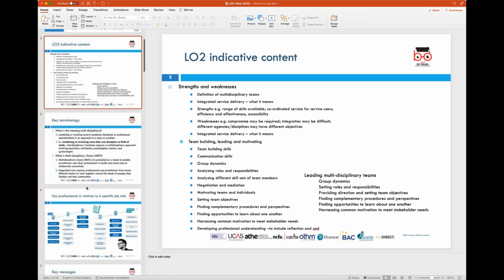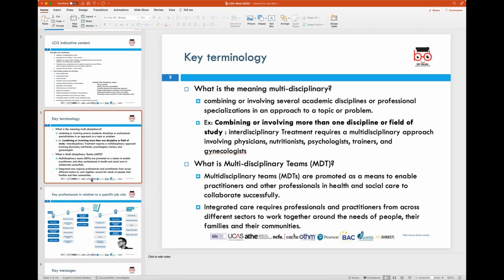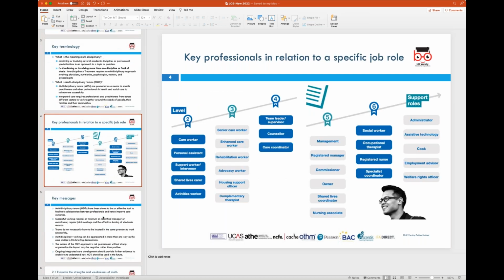Now, looking at the first learning outcome, we did discuss some key terms, which are going to be consistently discussed across this particular unit. This is basically looking at why we need multidisciplinary teams and what multidisciplinary teams are. We also looked at some of the key roles in the health and social care sector, and I used a picture graphic to describe all the various kinds of roles that we get to see within this sector.